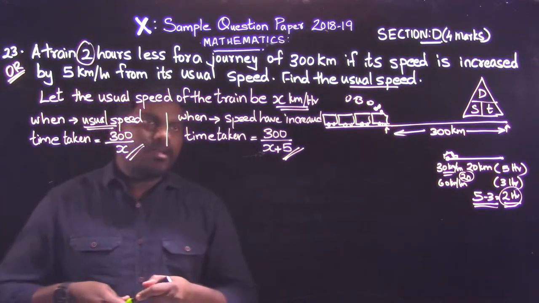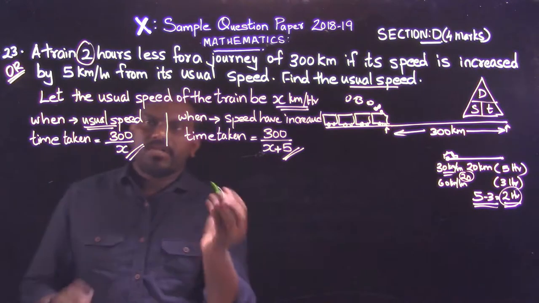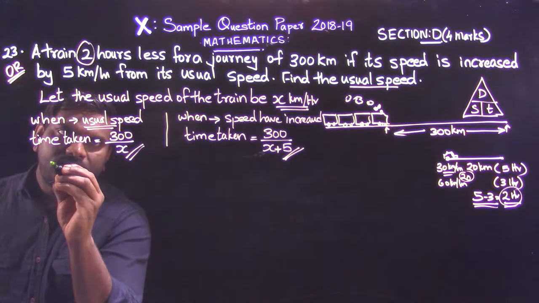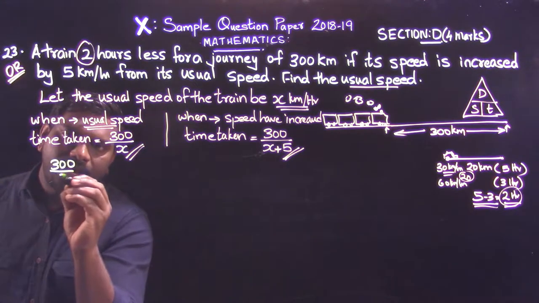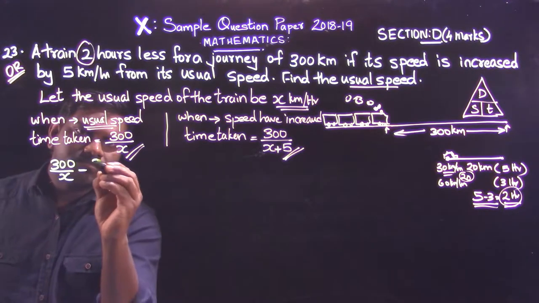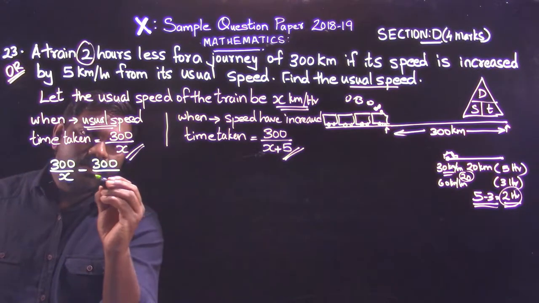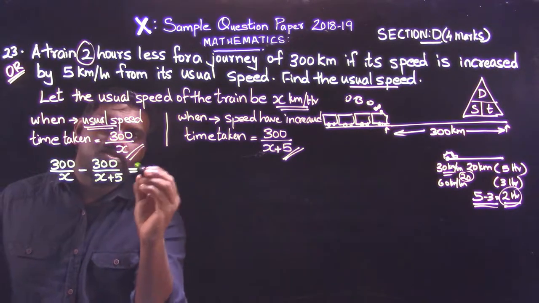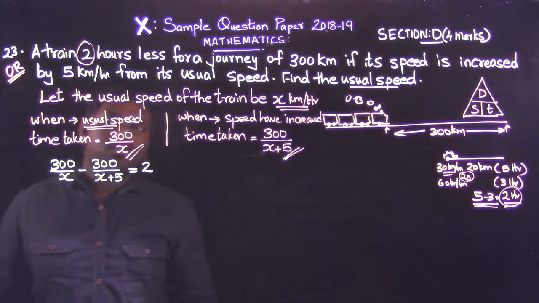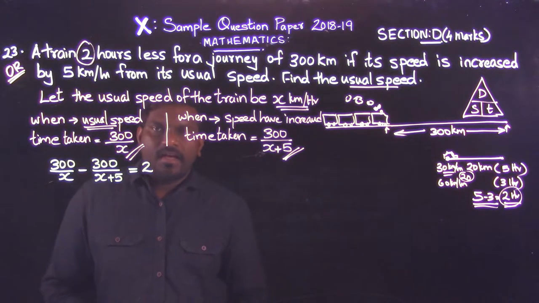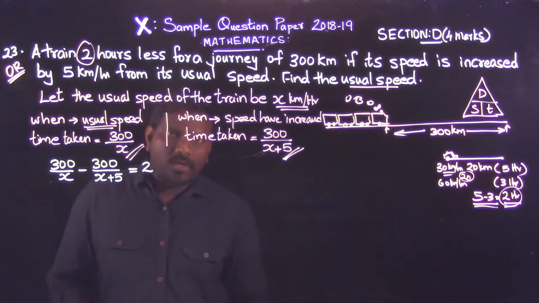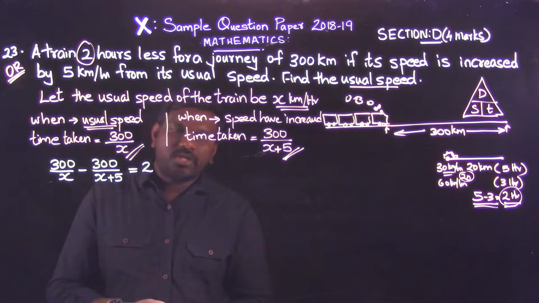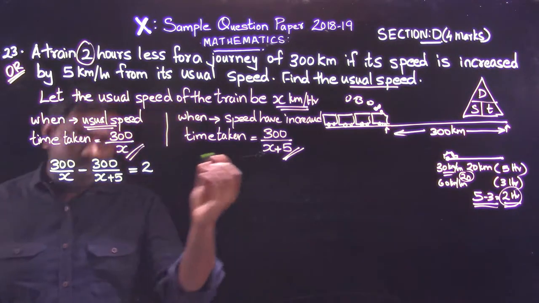Fine. Now, what is being said in the question, if I follow, is that 300 by x minus 300 by x plus 5, if you subtract these two times, it's going to be nothing but 2. Fine. Now this is the equation I want, and when you solve this equation, you will get the value of x.